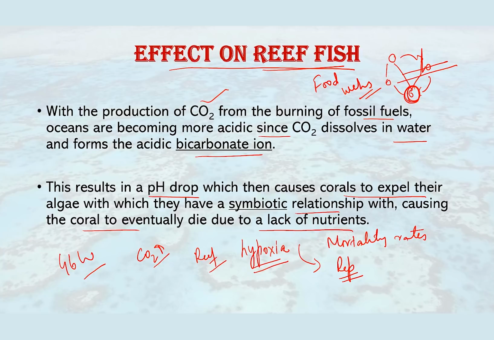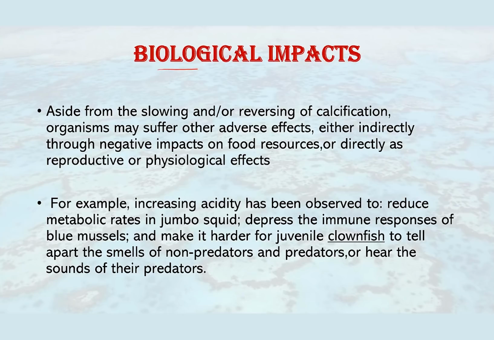So in short, ocean acidification is affecting the reef fish. If reef fish are affected, the food web will collapse and many more repercussions will be seen in the biodiversity of the oceans. There are other biological impacts also.